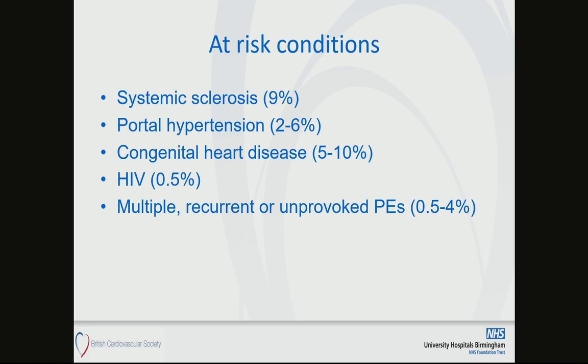Multiple recurrent or unprovoked PEs. Some papers quote an incidence of pulmonary hypertension of up to 4%. So you really just need to have that awareness of those patients who have had those big PEs or recurrent PEs that are breathless and not responding to therapy as you would expect. Think about whether they've developed pulmonary hypertension.